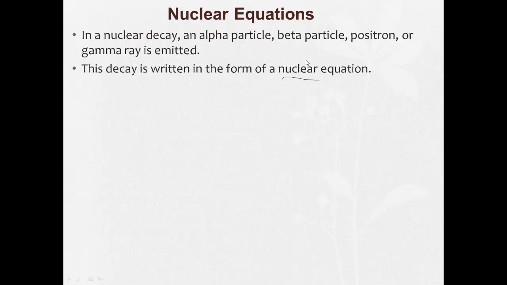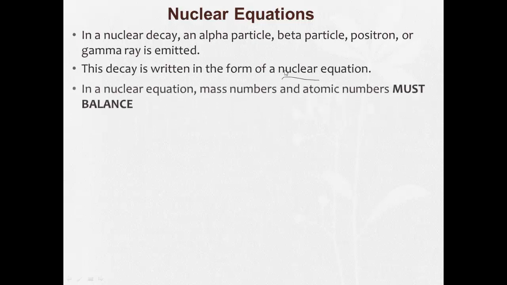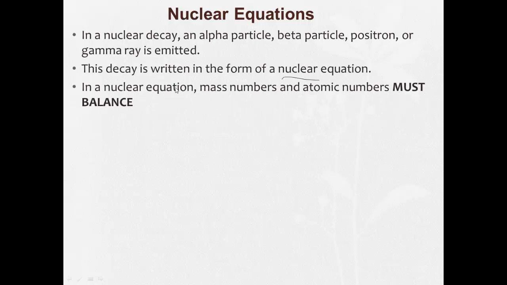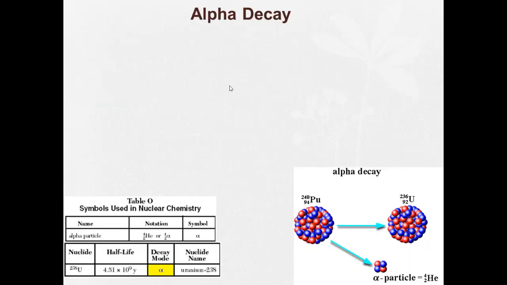Okay, it's a little bit different than a chemical equation, except we're still going to have to balance them. In this case, instead of balancing the number of carbons on each side, we're balancing what mass numbers and atomic numbers add up to. So in a nuclear equation, mass numbers and atomic numbers must balance. Okay, so the first type we're going to look at is alpha decay.